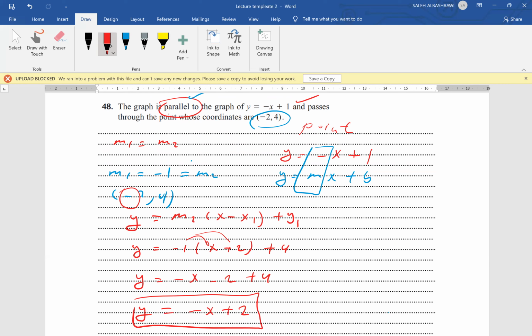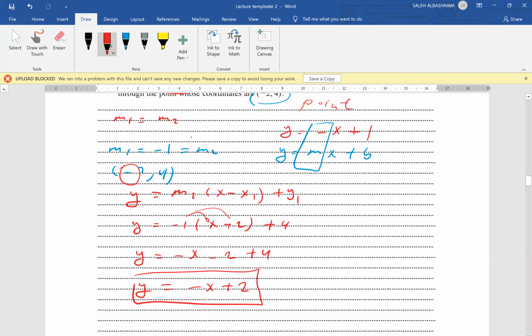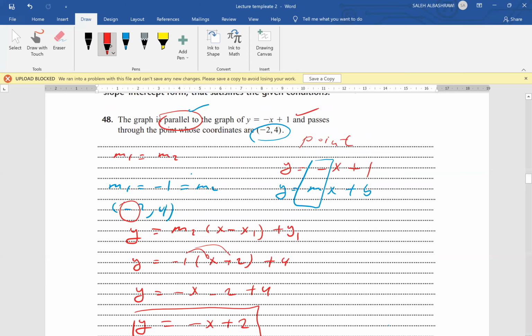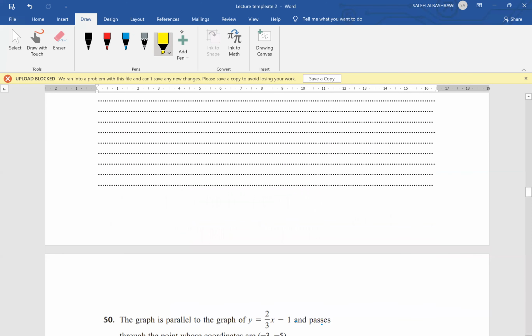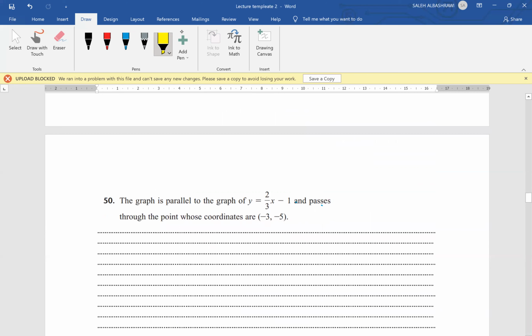So this is the equation of the line required, in the form y equals -x plus 2. We can see the slope is -1 and we have also -1, so they are parallel. Let's have another example. The graph is parallel to the graph of y equals 2/3 x minus 1 and passes through the point whose coordinates are -3, -5.